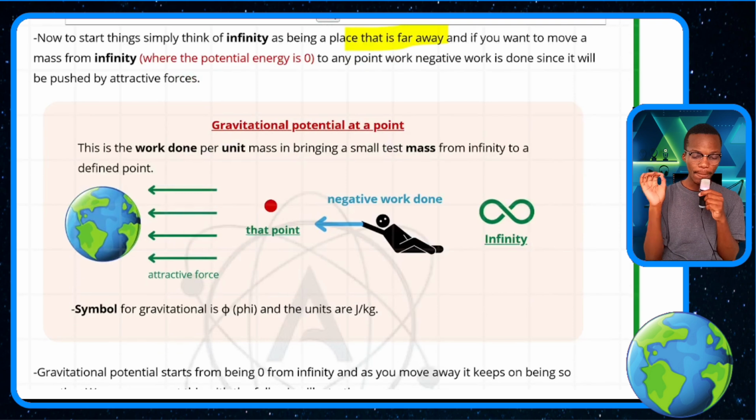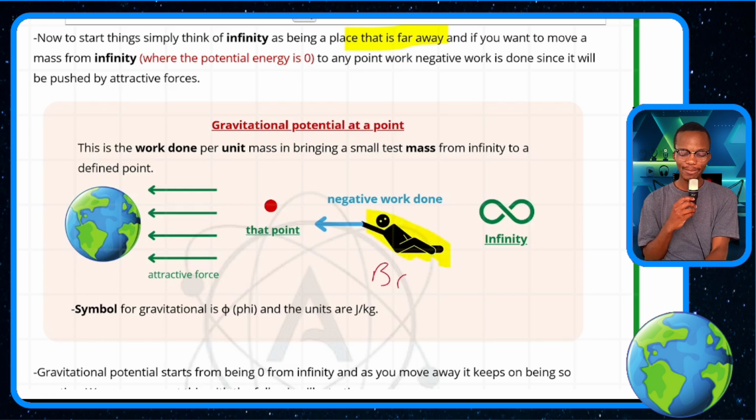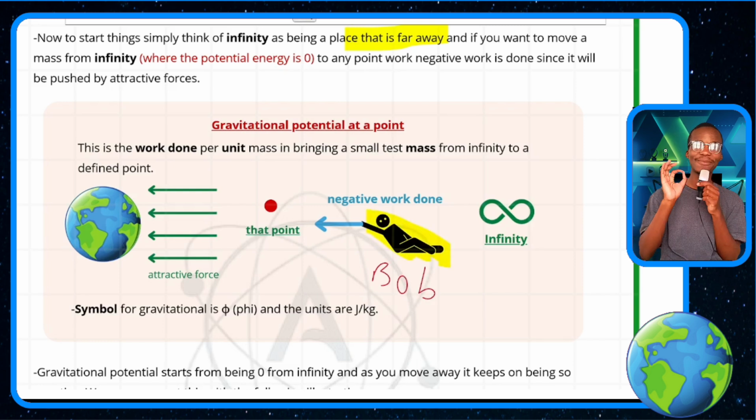So the work that you do per unit mass, get this, the work that you do per unit mass in bringing a small test mass from infinity, in bringing a small test mass. So this is my test mass dummy. I'm going to call him Bob, right? Bob is over here. So the work done in bringing Bob from infinity, a place far, far away, to a specific point is what we call gravitational potential.